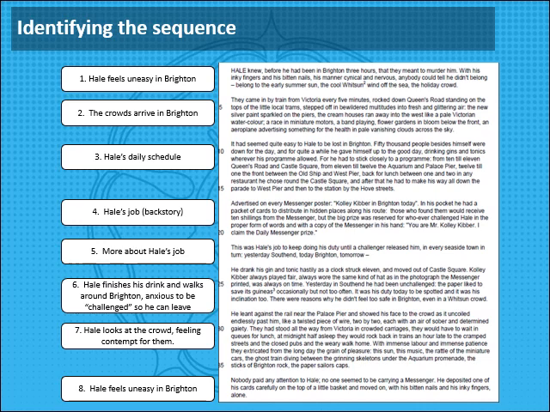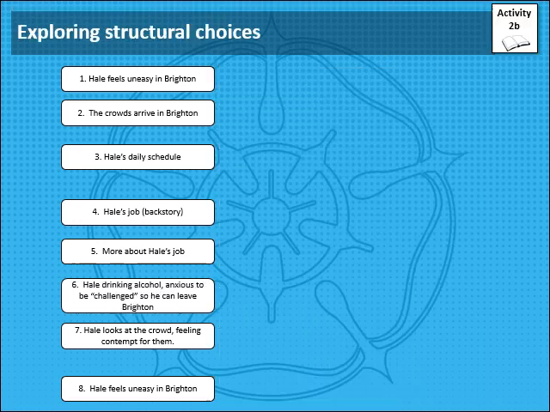But what would happen to the text if the writer had chosen a different sequence? For activity 2B, I'd like you to explore the effects of making a different choice about the sequence of the paragraphs. How would it change the tone, the genre, or the reader's experience? Select any of the blocks other than 1 or 8. Imagine that the writer had chosen to start with this block rather than the short paragraph about Hale feeling uneasy, and explain the effect. Press pause, complete the activity, and then press play to move on.